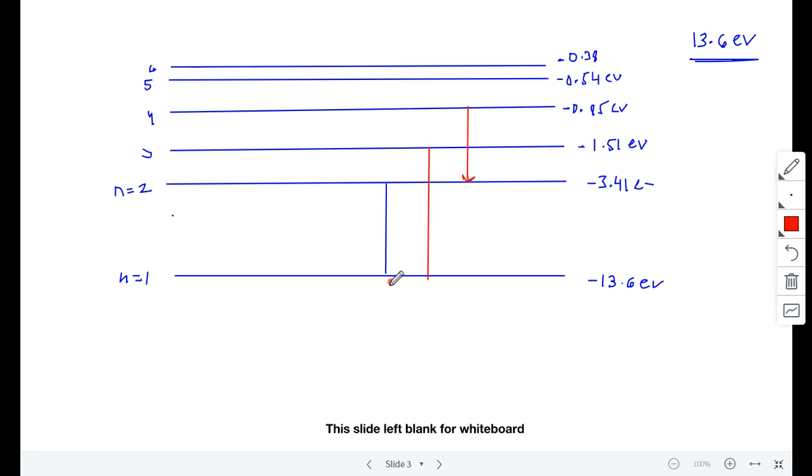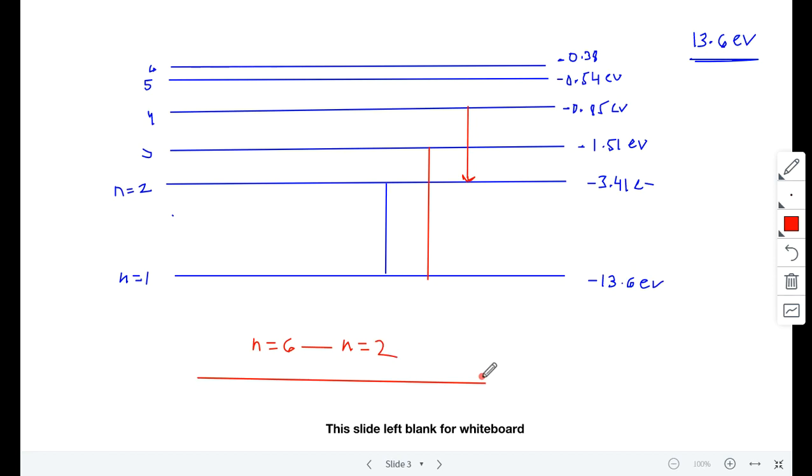Now these are the energy levels, and if the question is: use this figure to calculate the frequency of the photon released when an electron moves from energy level n equals 6 to n equals 2. So energy levels from 6 to 2.